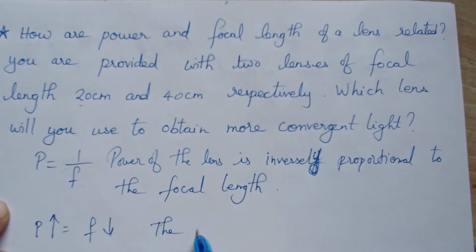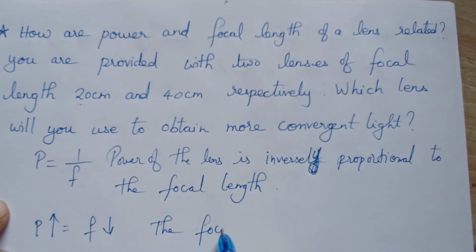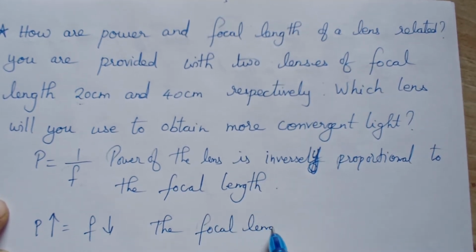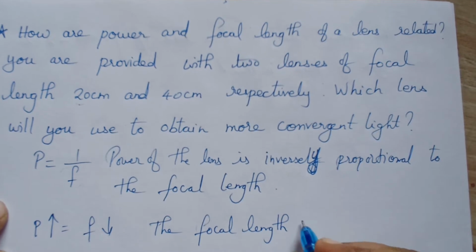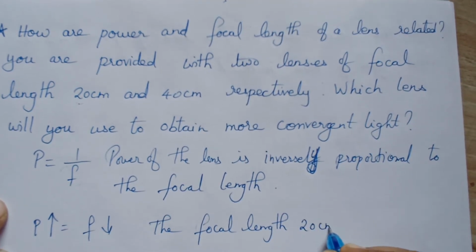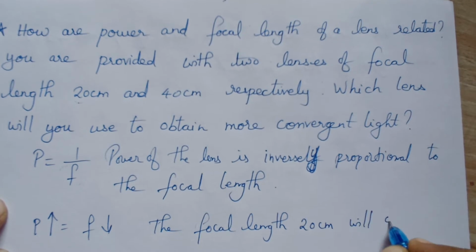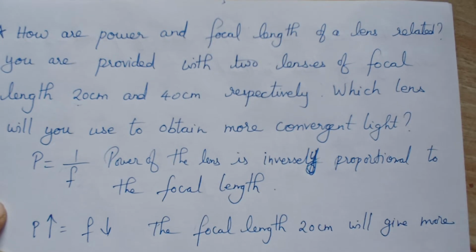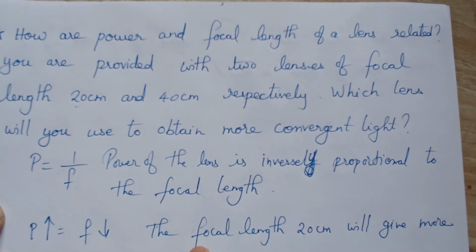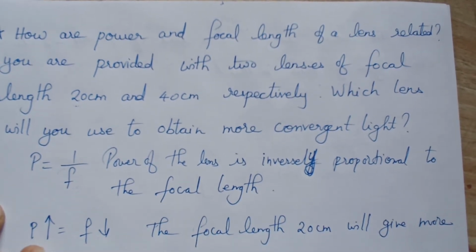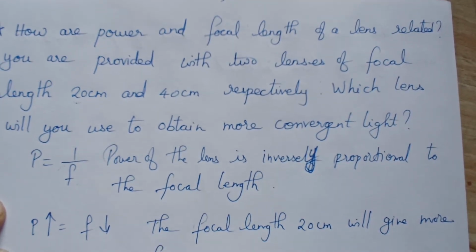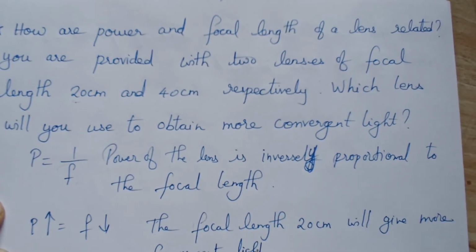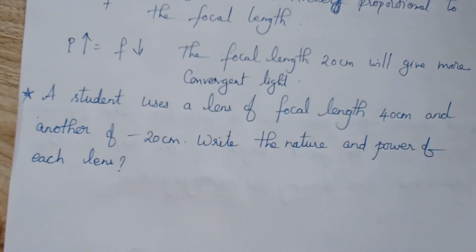The focal length of 20 centimeter will give more convergent light, right? Since the focal length is very small, we'll get more power, right? So the focal length 20 centimeter will give more convergent light, okay, clear?